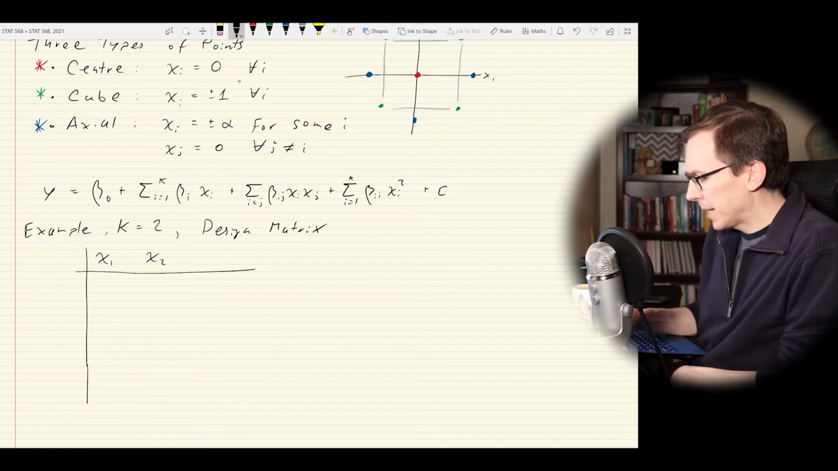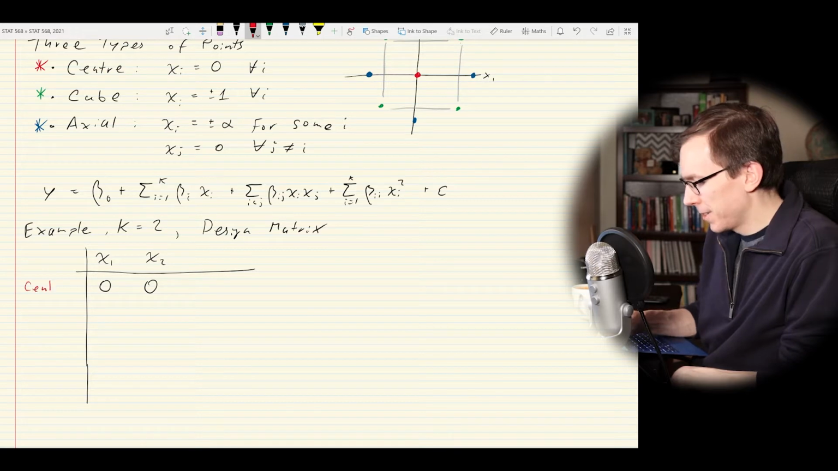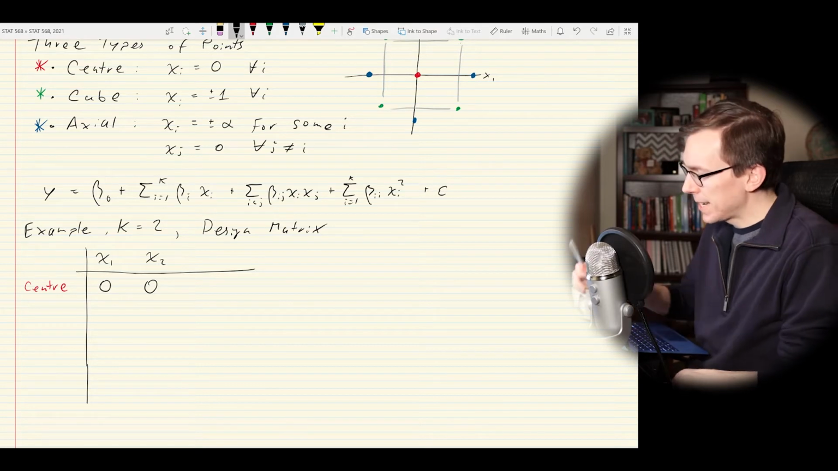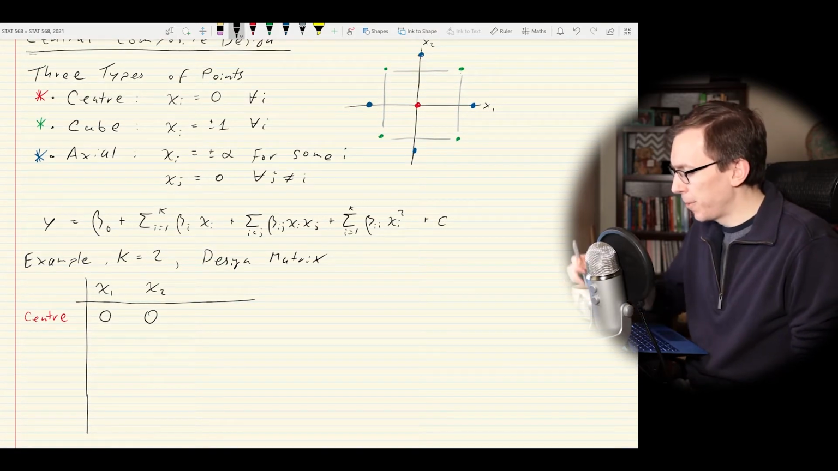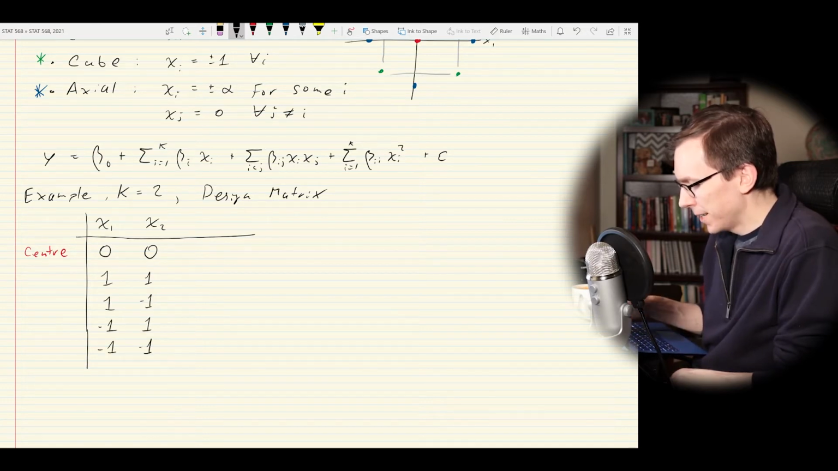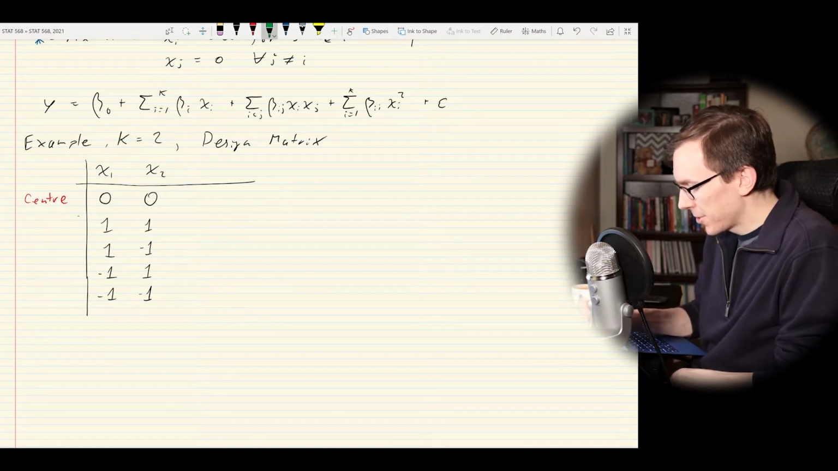Now, remember, there's going to be a couple different points we have. There's going to be the center points, which we'll call center, to keep with my color coding here. And then we're going to have our cube points. There are 4 different cube points to consider: 1, 1; 1, minus 1; minus 1, 1; and minus 1, minus 1. These guys are going to be our cube points. It's all C's.